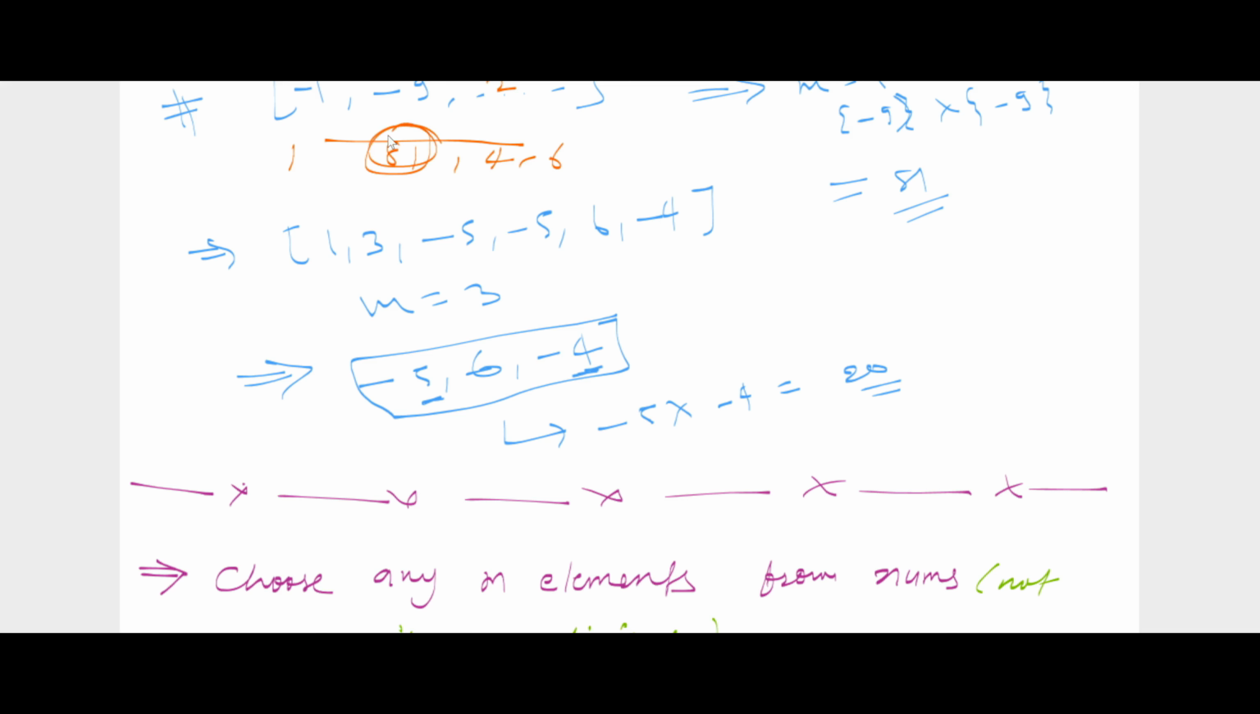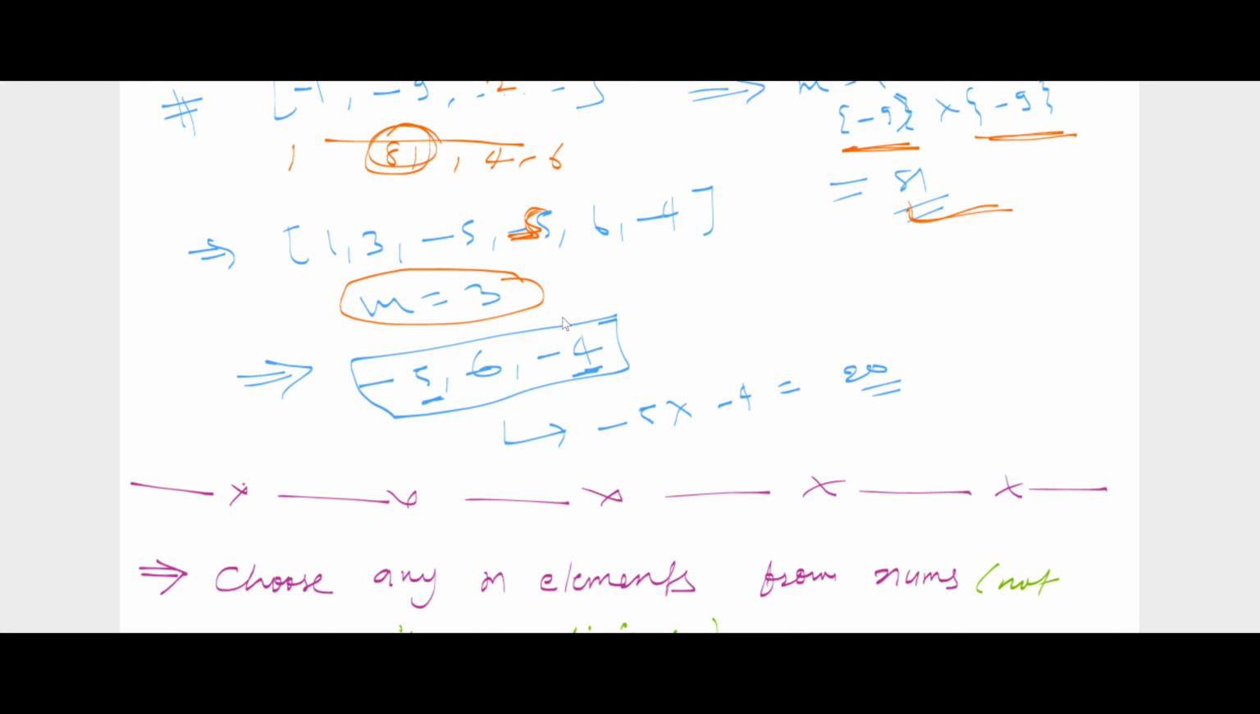So how does this 81 become? The first element, and for the second element we are doing the square of itself, and so we get 81. But what about if m equal to 3? When m was equal to 1, you just multiplied the first element and the last element. What about the other elements? Suppose we have given this input: 1, 3, minus 5, 5, 6 and minus 4. This is not minus 5, this is 5. Okay, and m equal to 3 is given.